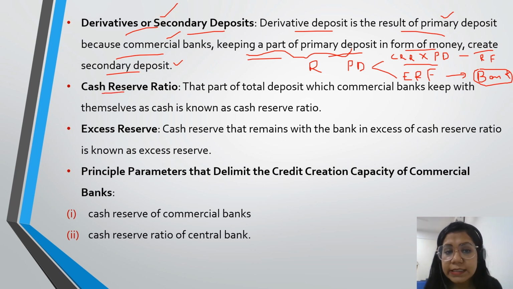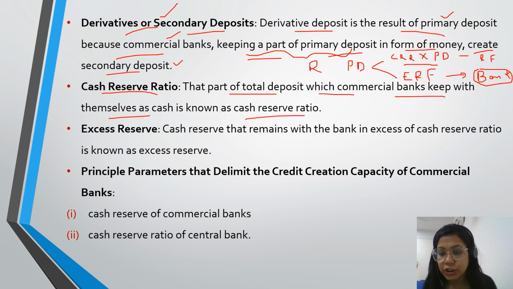Now what is the cash reserve ratio? That part of total deposit which the commercial bank keeps with themselves as cash is known as cash reserve ratio. I have already discussed this. Now what are the excess reserves? The cash reserve that remains with the bank in excess of cash reserve ratio is known as excess reserves.